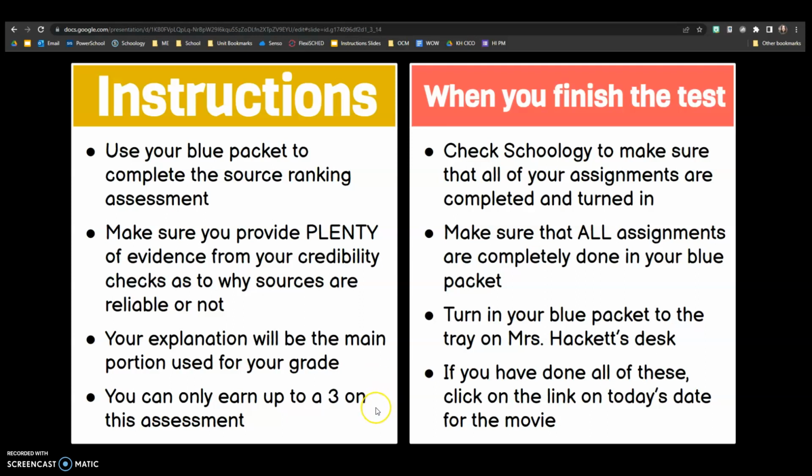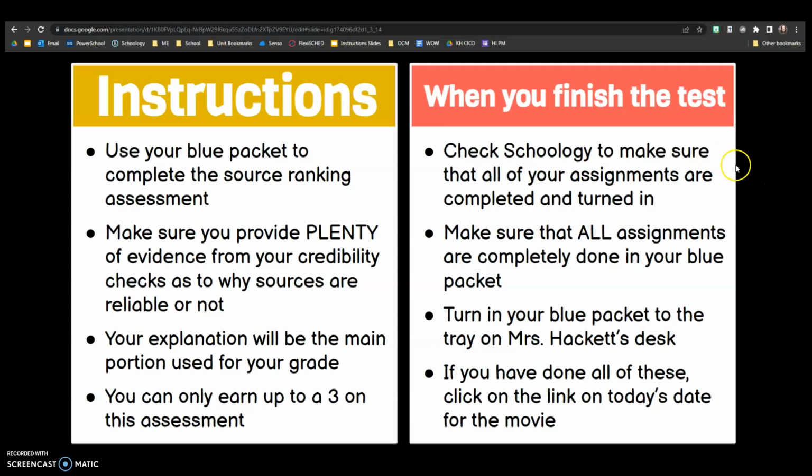And just as a heads up, you can only earn up to a 3 on this assessment. We're not going to be giving 3.5s and 4s just because it's the first time we've done this. And also, there's really not a lot to this assessment, so I don't feel comfortable giving out 4s when it's really not that difficult of an assessment. So the next time we do this standard, there will be a level 4 option.